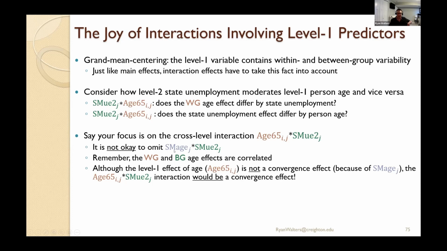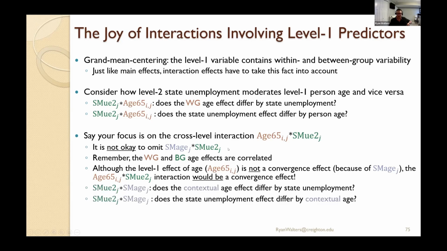So if we omitted state mean age by state mean unemployment, that interaction effect would also be a convergence effect. So we need to include state mean age by state mean unemployment in the model as well. So how do you interpret that interaction? Does the contextual age effect differ by state unemployment? And then does the state unemployment effect differ by contextual age?